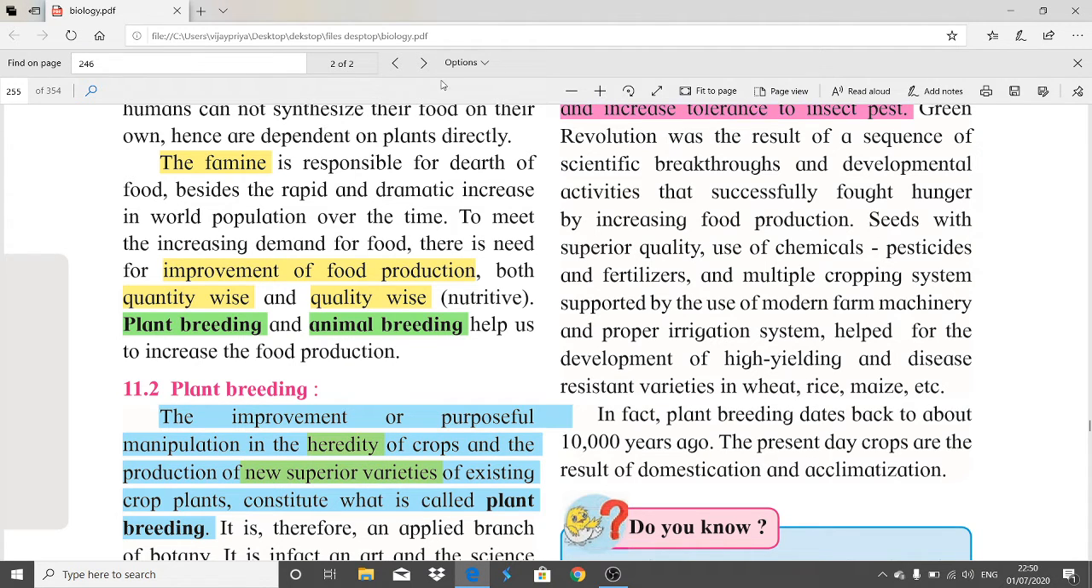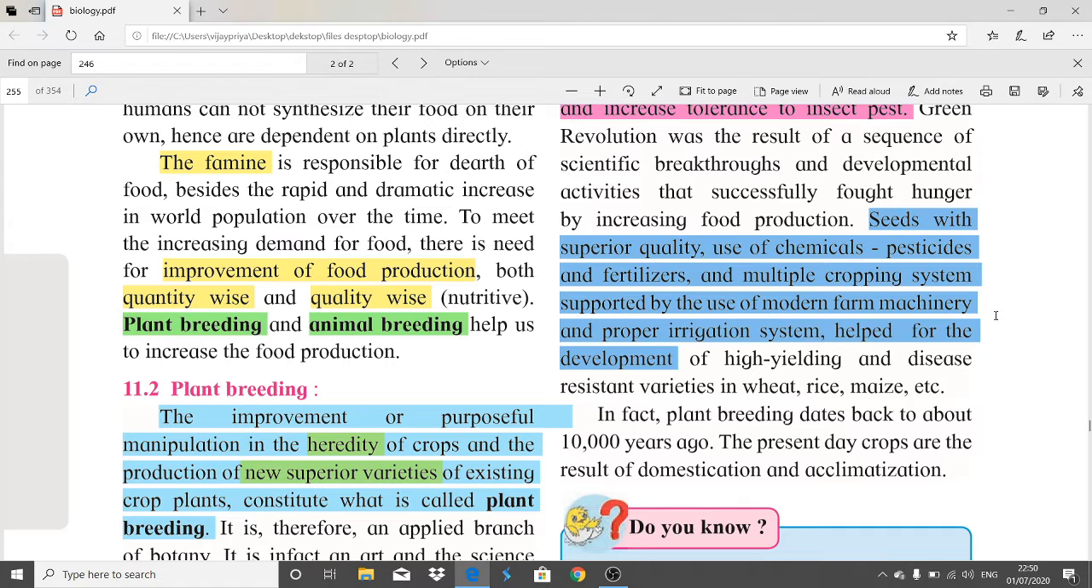So what we talk about as far as the Green Revolution is concerned: seeds of superior quality, use of chemicals, pesticides and fertilizers, multiple cropping systems supported by modern farm machinery, and a proper irrigation system. All this, and not only this but also the high yielding and disease resistant varieties, and these disease resistant varieties we are mainly talking about in the case of these three.